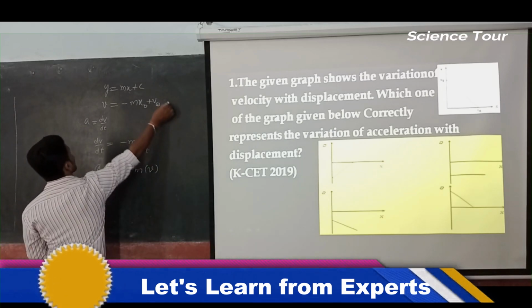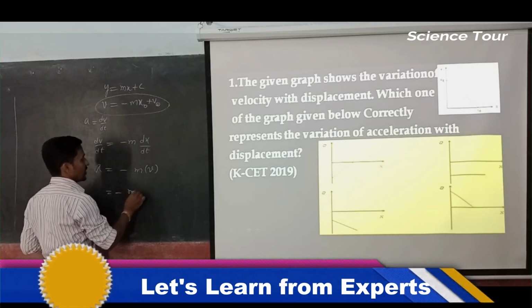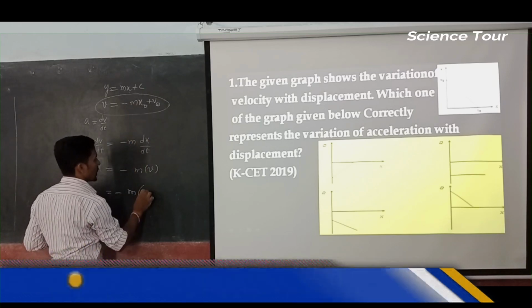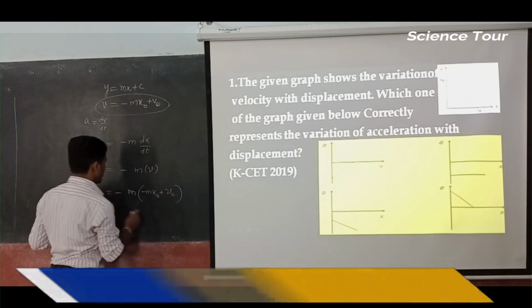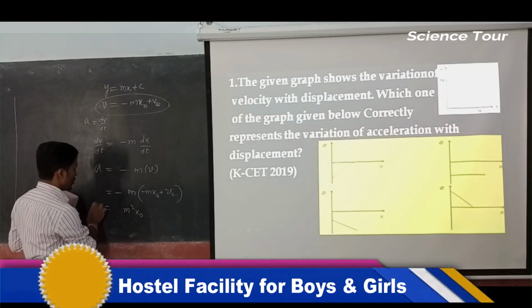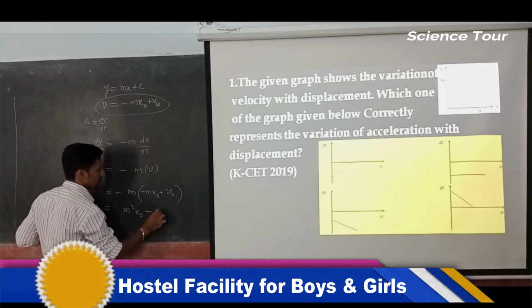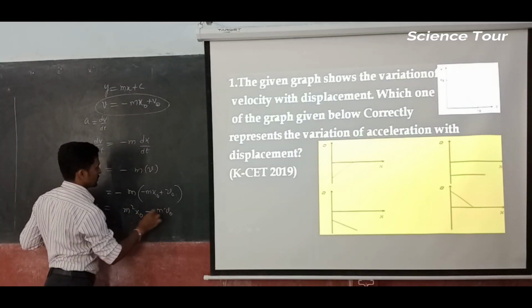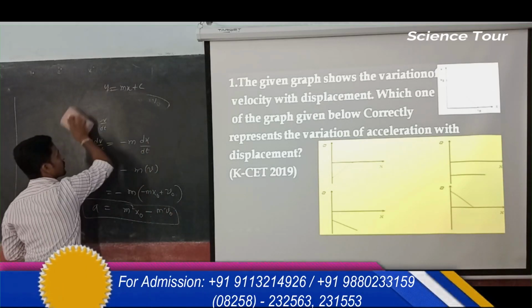So v is given already, no? So minus m into v, and v is how much? v is minus mx plus v naught. So you are going to get m square x minus m v naught. This is the equation for acceleration.